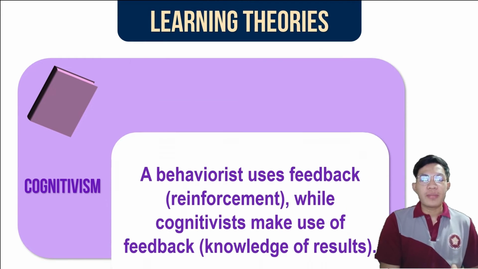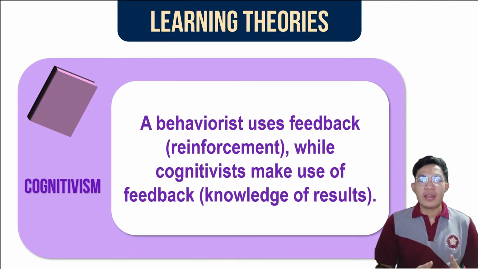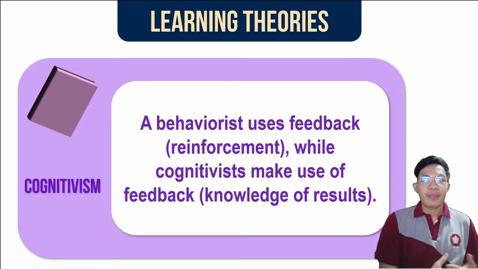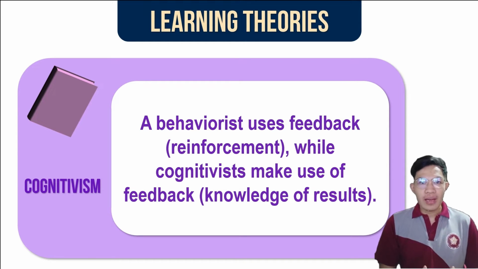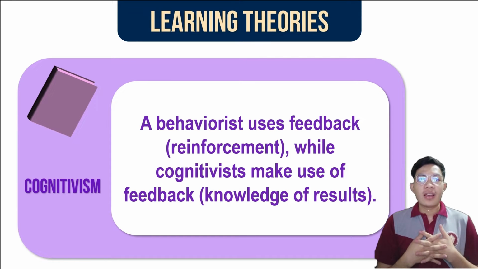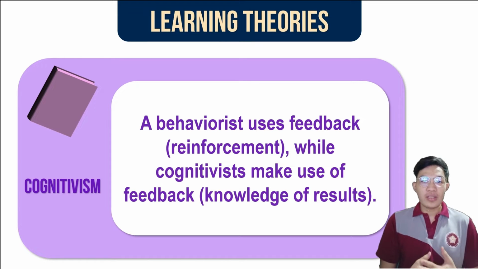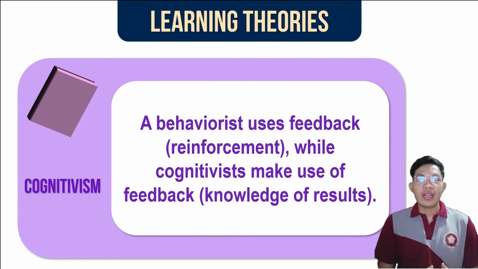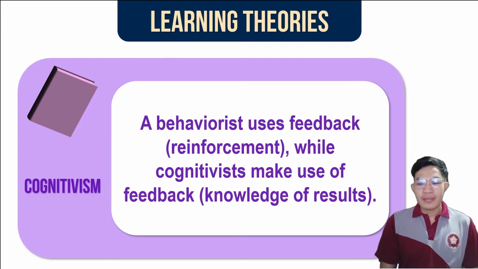So the difference between behaviorism and cognitivism is that a behaviorist uses feedback or reinforcement to modify behavior in the desired direction, while cognitivists make use of feedback or knowledge of results to guide and support accurate mental connections.